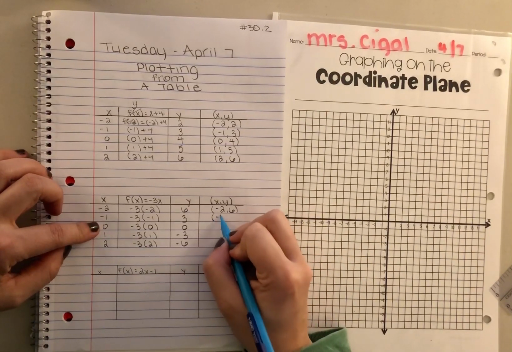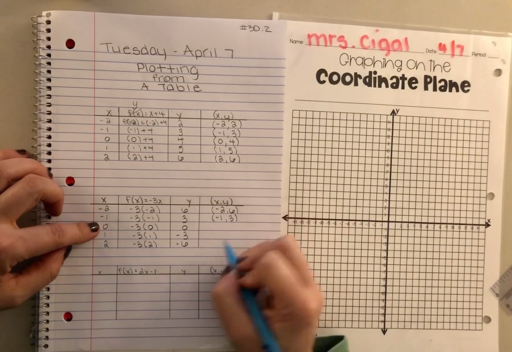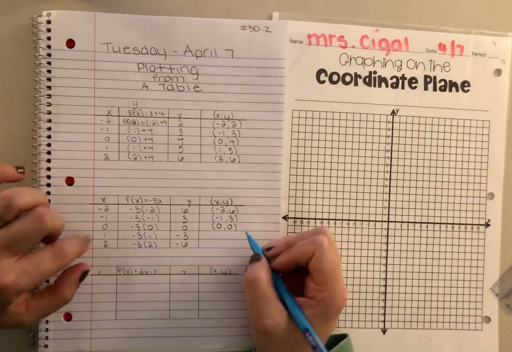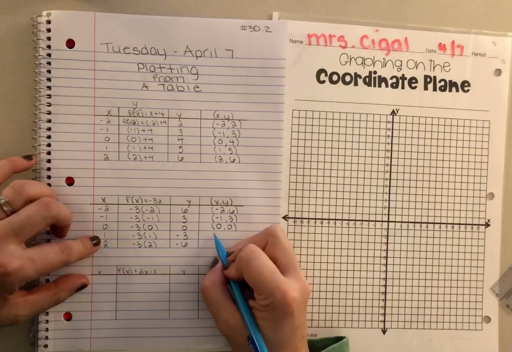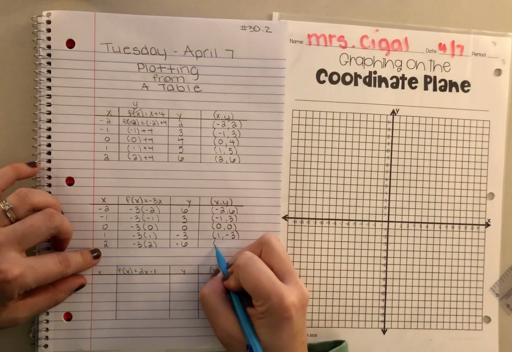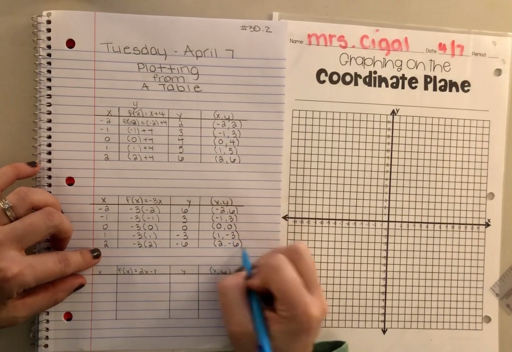Next, we plugged in -1 and got 3. When we plugged in 0, we got 0. This is a special kind of function because it passes through the origin. 1 gave us -3, and finally 2 gives us -6.